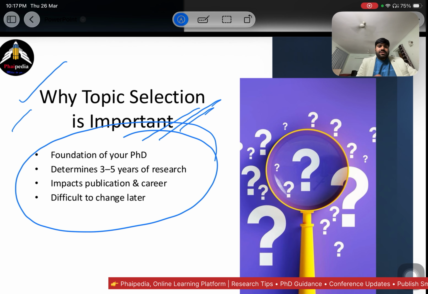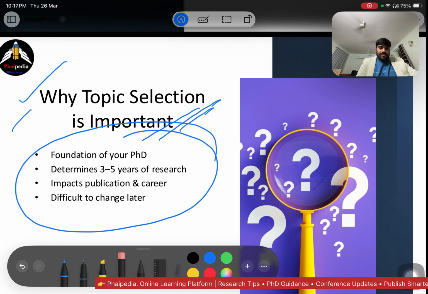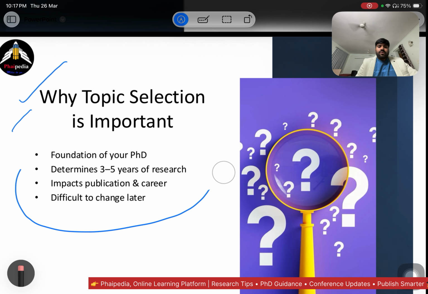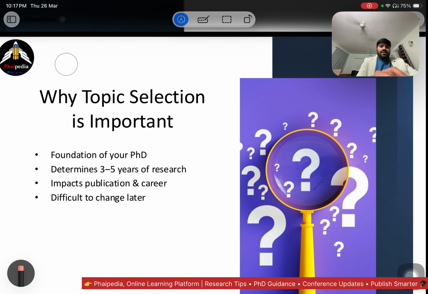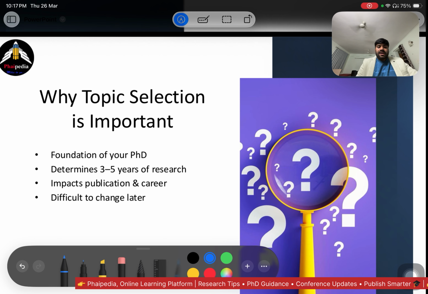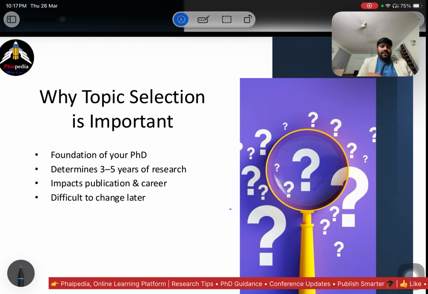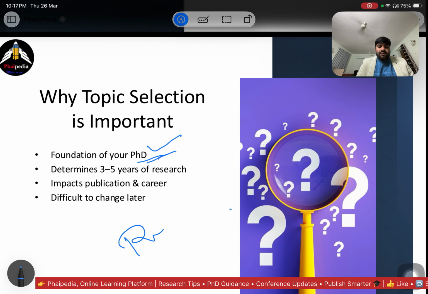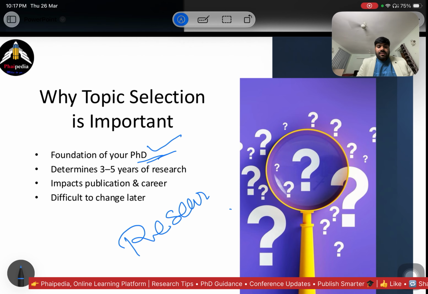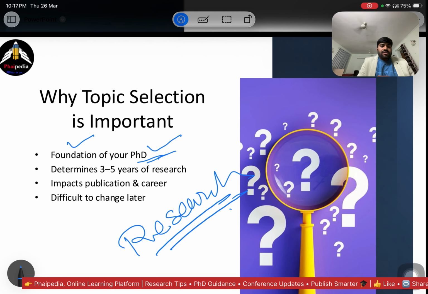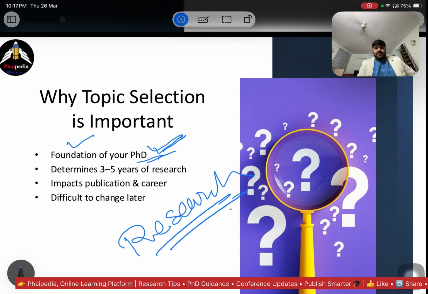So why is topic selection important? What do you think? This is the backbone of any research, the research topic selection, and it is very hard. Scholars basically struggle to select their research topic. So we can say that it is the foundation of your PhD.